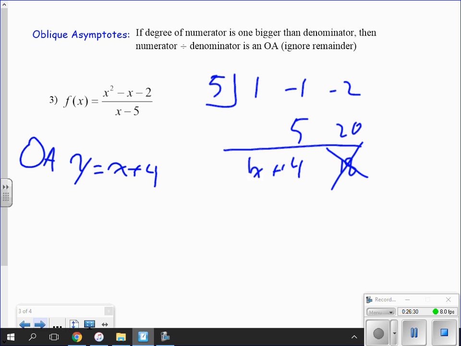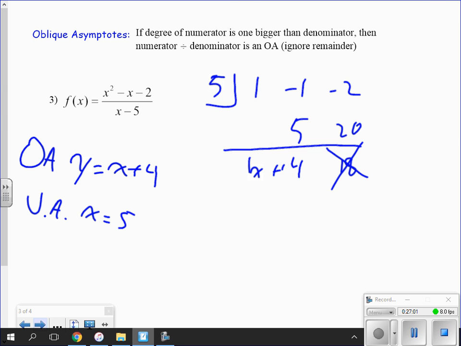Now, do I have any other asymptotes going on here? Do I have a vertical, do I have a horizontal asymptote? No, because my power in my numerator is larger than the power in the denominator. I do not have any horizontal asymptotes at all. That's my oblique asymptote. Do I have any vertical asymptotes? Yes, my vertical asymptote takes place at x equals 5, where my 0 in my denominator is.